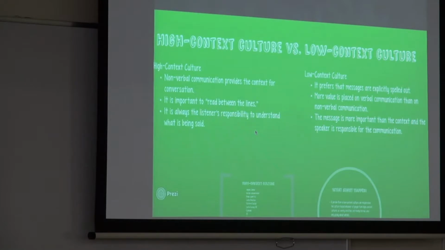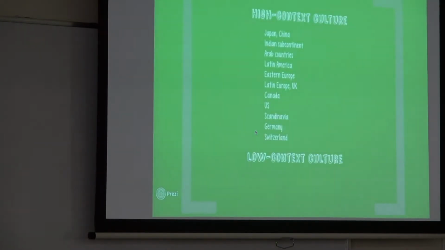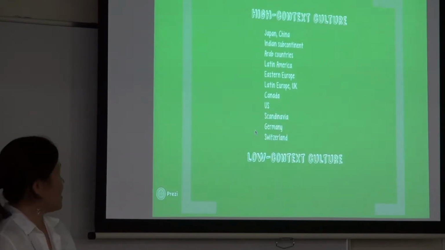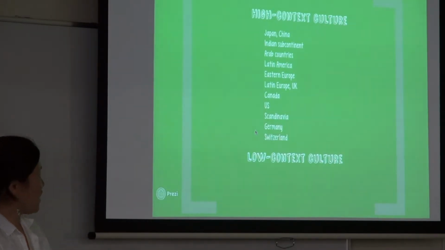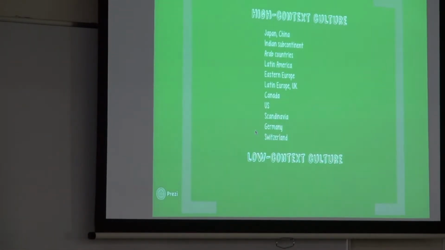And what do you think Japan is? Is it more high context, low context? High context, yes, it is. According to this, it's the most high contextual culture. Yeah, Japan, China is more high context. And Switzerland, yeah, says Switzerland is a low context culture. Yes, and you can see some examples in language maybe.